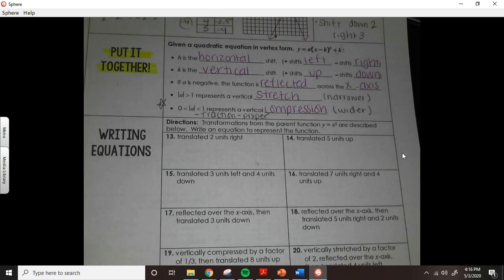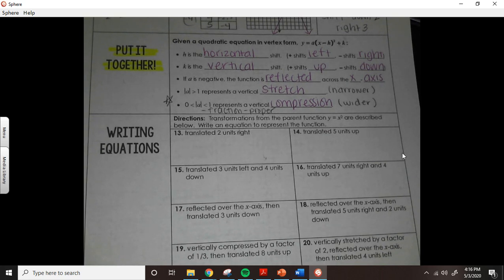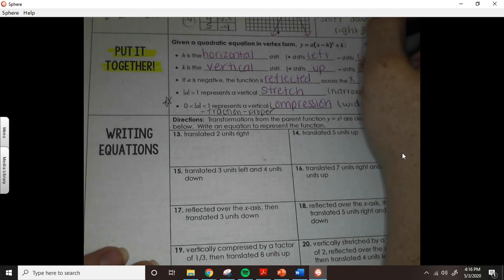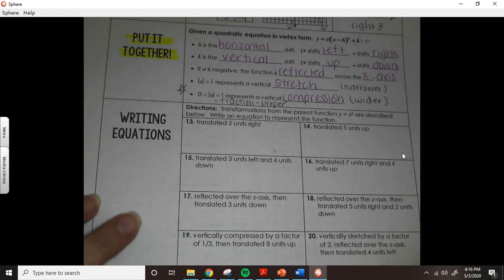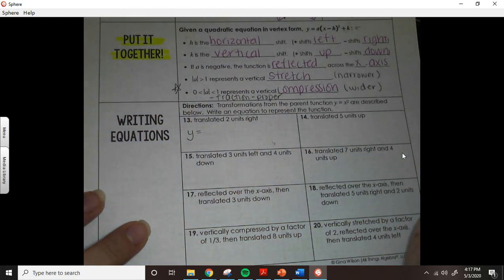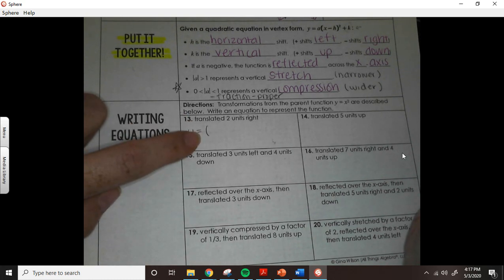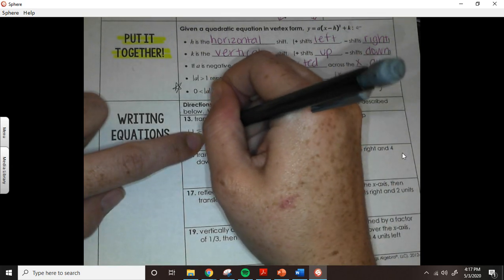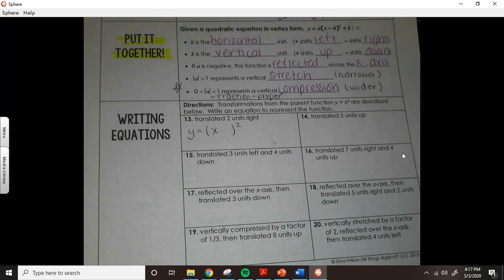So if we are going to be asked to read translations and read descriptions, we have to be able to write the equation, and we want to write an equation either in standard form or vertex form. Usually it's going to be in vertex form. So in number 13, we want something that's translated 2 units to the right. We're always going to start with y equals. There's no a, so we don't need to worry about a, because there's no reflection, there's no narrow, there's no compression, there's no stretch. So it's just y equals parentheses. We know we're going to have an x, we know we're going to have a square. That's all we know for sure with this problem.